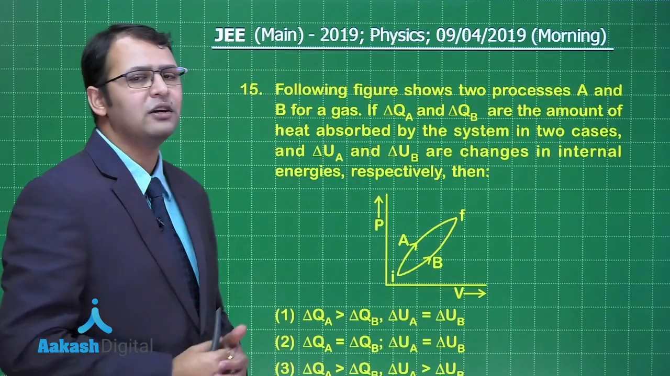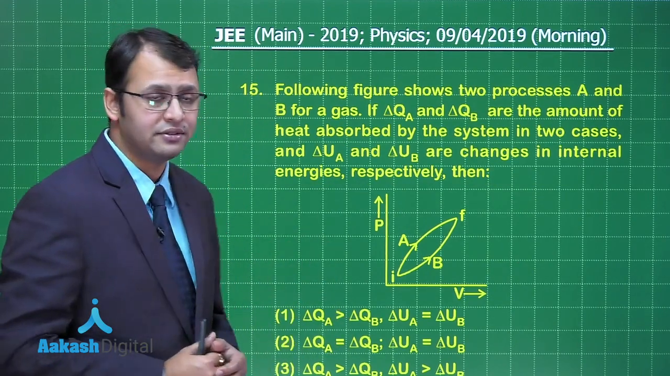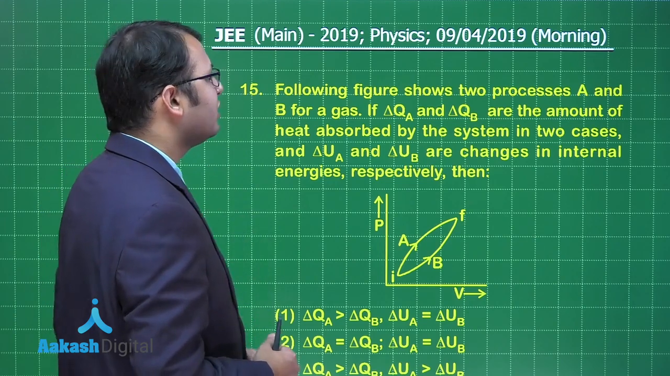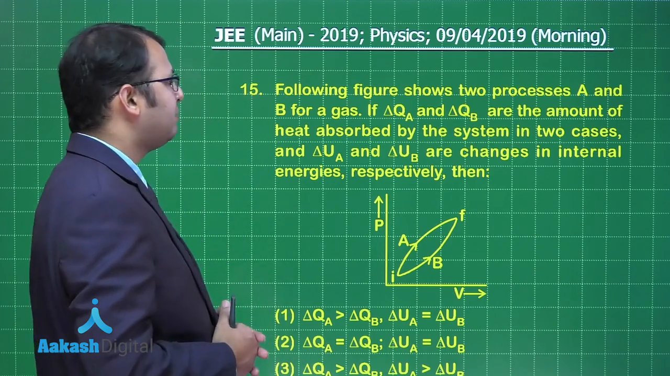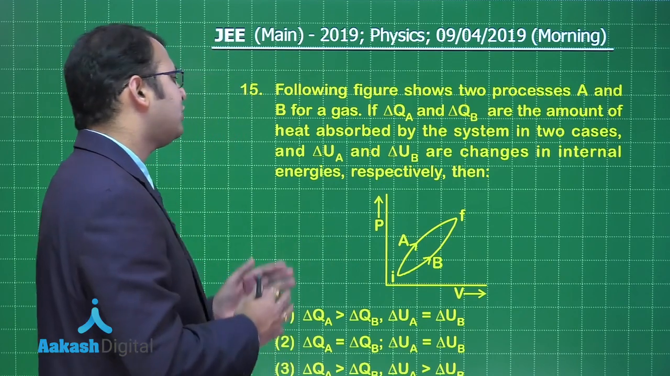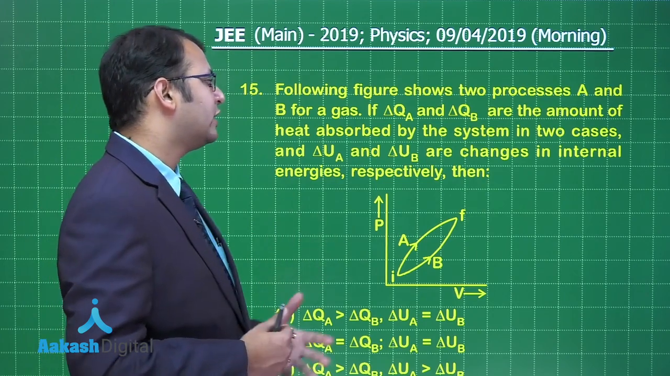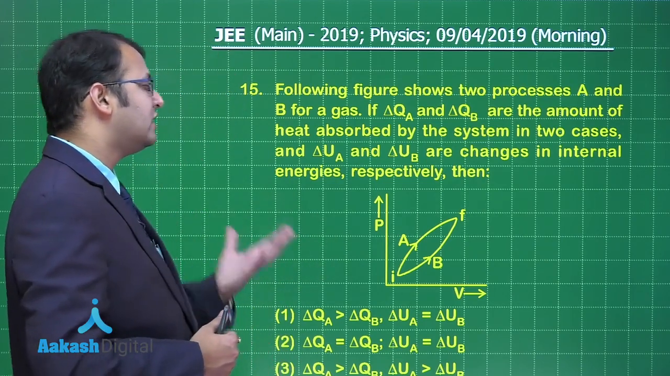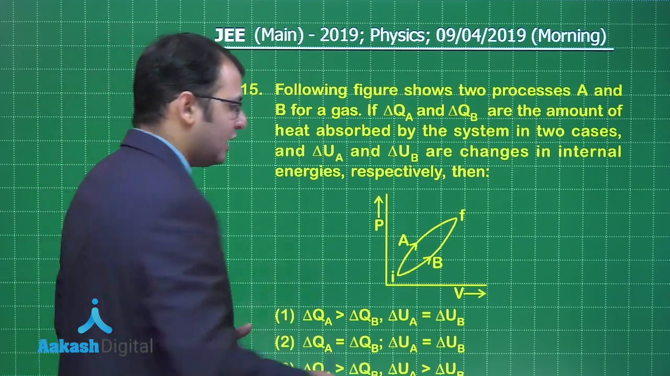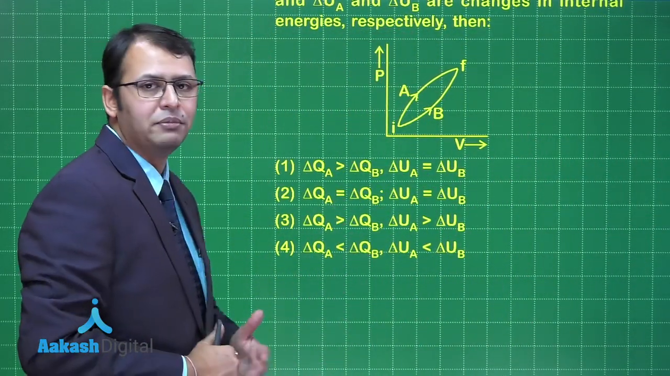The question you see here belongs to the section of heat and thermodynamics from the chapter thermodynamics itself. As per the question, the following figure shows 2 processes A and B for a gas. If delta QA and delta QB are the amount of heat absorbed by the system in the 2 cases, and delta UA and delta UB are the changes in internal energies respectively, then we have to find, according to the given conditions, which one is the best option.